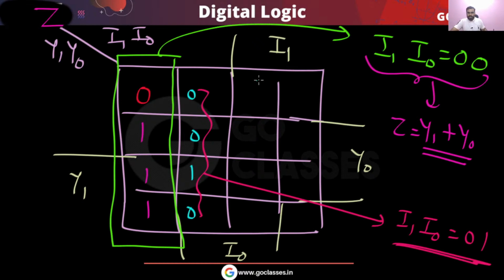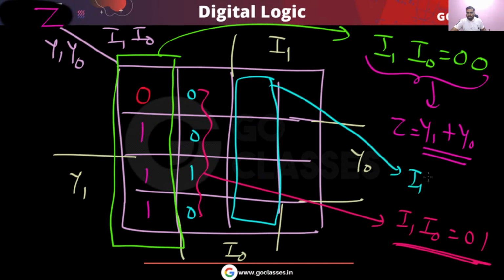And tell me, what about this area? This area is I1, I0 equal to both 1, 1. Here, don't care. Okay, here our function will be don't care. And finally, in this area you will get XOR. So here you will get 0, here you will get 1, here you will get 1, and here you will get 0. So this is what you are going to get.